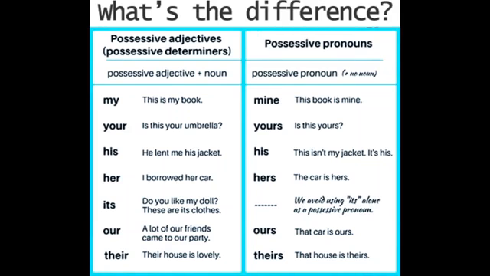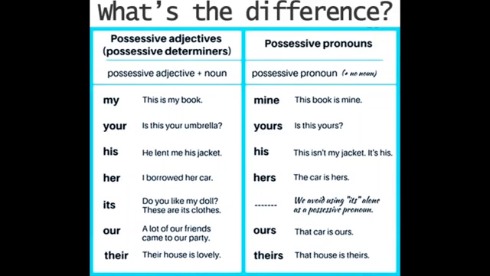We can see my, your, his, her, its, our, their. These are possessive adjectives, whereas mine, yours, his, hers, ours, theirs are possessive pronouns.